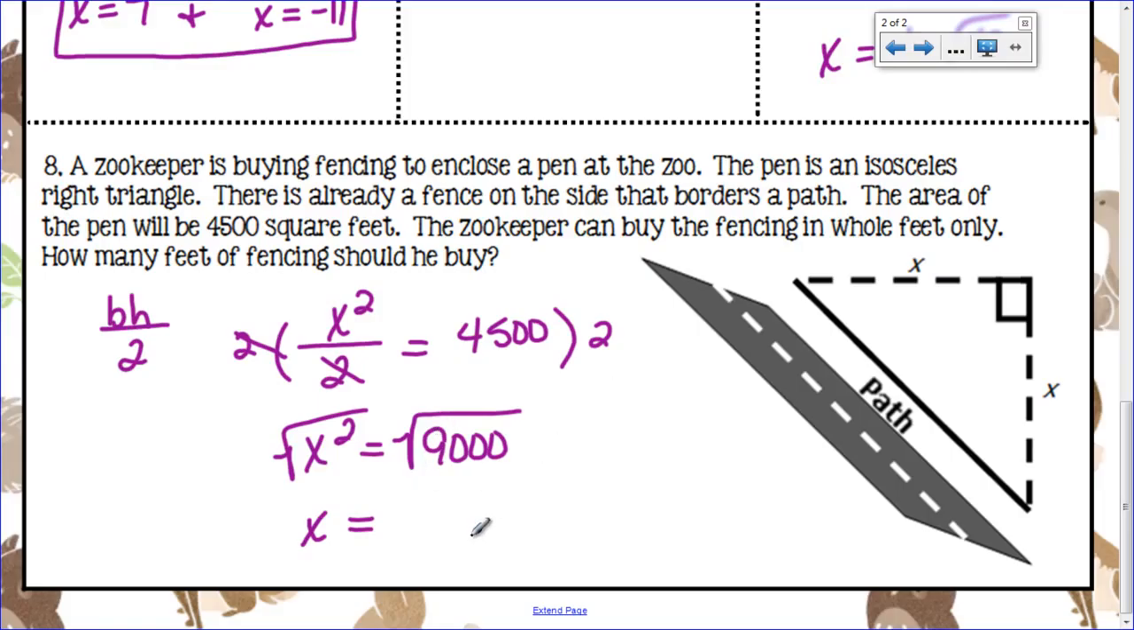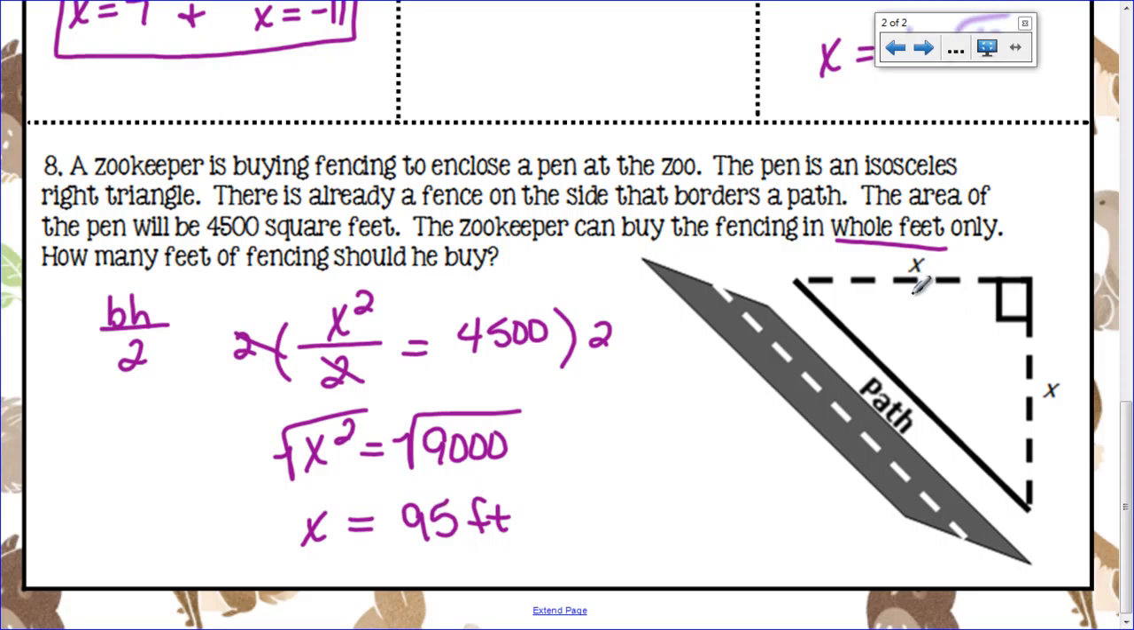So I have this decimal, and I don't want to deal with the decimal. It says he can buy it in whole feet only, so we're going to have to round. If he buys only 94 feet, he won't have enough. What he's going to have to buy is 95 feet so that he has plenty. So we're going to call x 95. And we're not going to put the plus or minus, because the negative number doesn't make sense in this problem. You wouldn't buy negative feet of fence. You'd buy positive. So x is 95, but the question is how much should he buy?